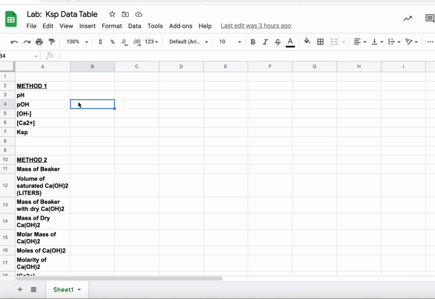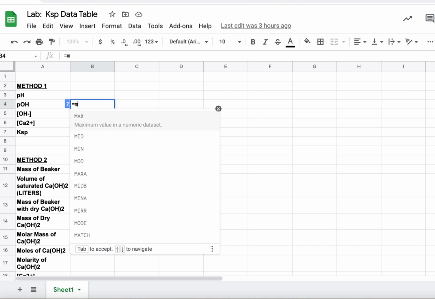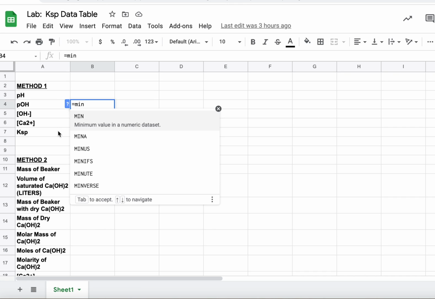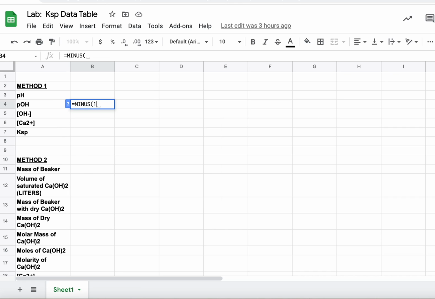For pOH, we're going to take 14. So you're going to do minus and then 14, comma, and then you can just click this box, close the parentheses. So that will find your pOH because it will take 14 and subtract the pH. So you can see right here it's 14 because I don't have a pH there.